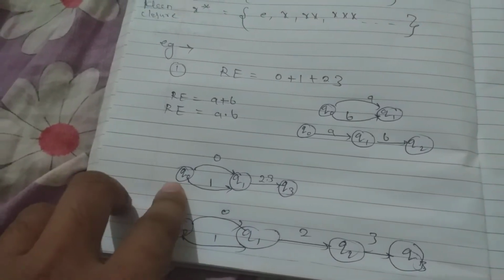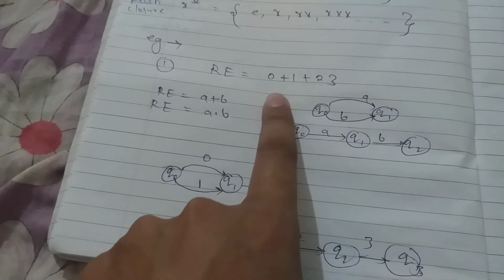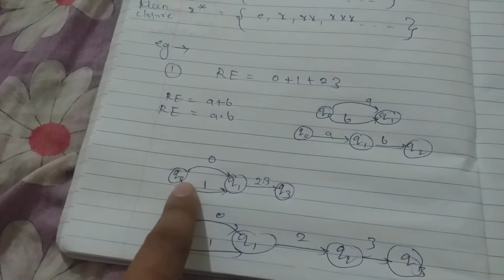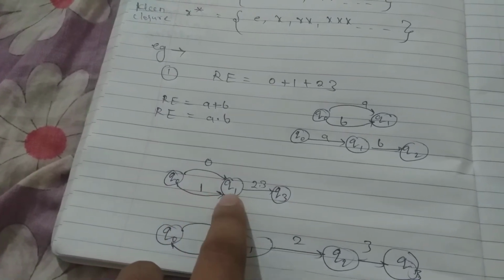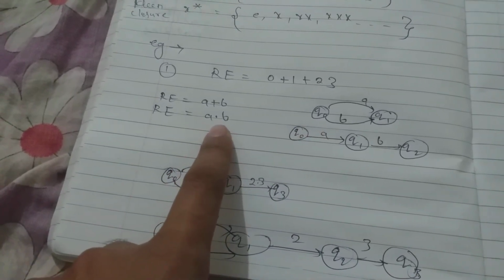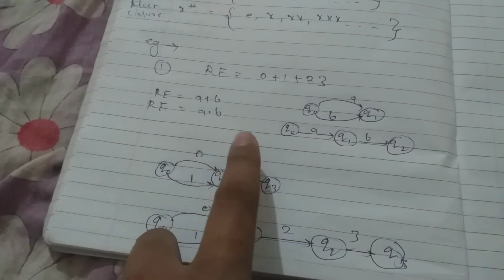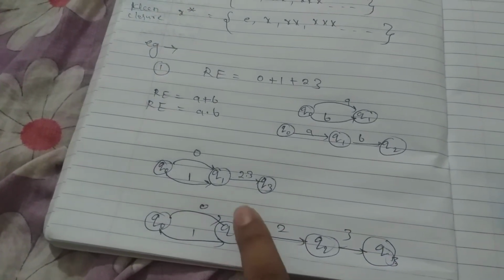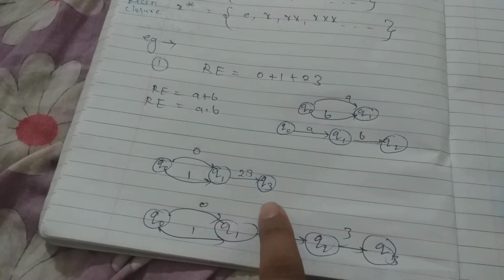So let's start. Here we can see 0 plus 1 plus 2 dot 3, that is 0 plus 1. For 0 plus 1 we can consider it as a plus b. So q0 to q1 with 0 and 1. After that we have 2 and 3. We can assume it as a dot b, and when we assume 2 dot 3 we can use this formula, q0 to q1 and q2. So here we will introduce a new state q2 between q1 and q3.